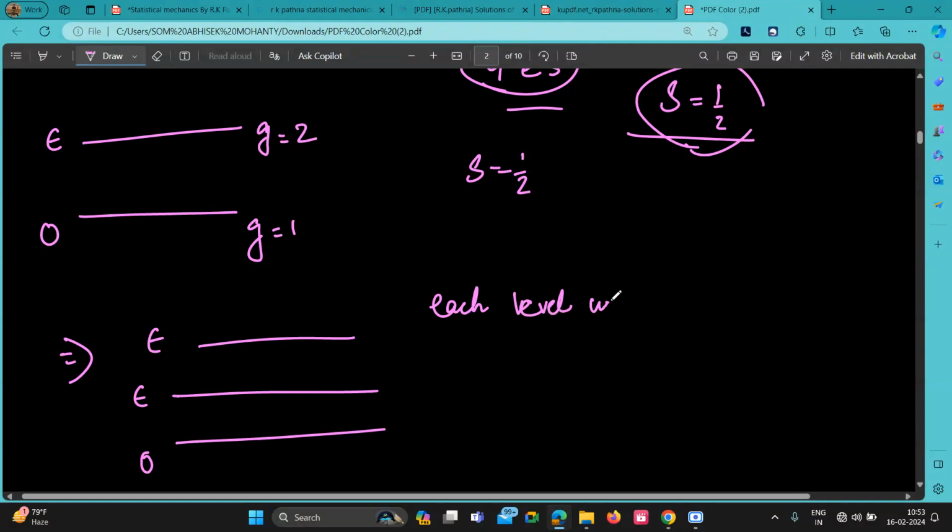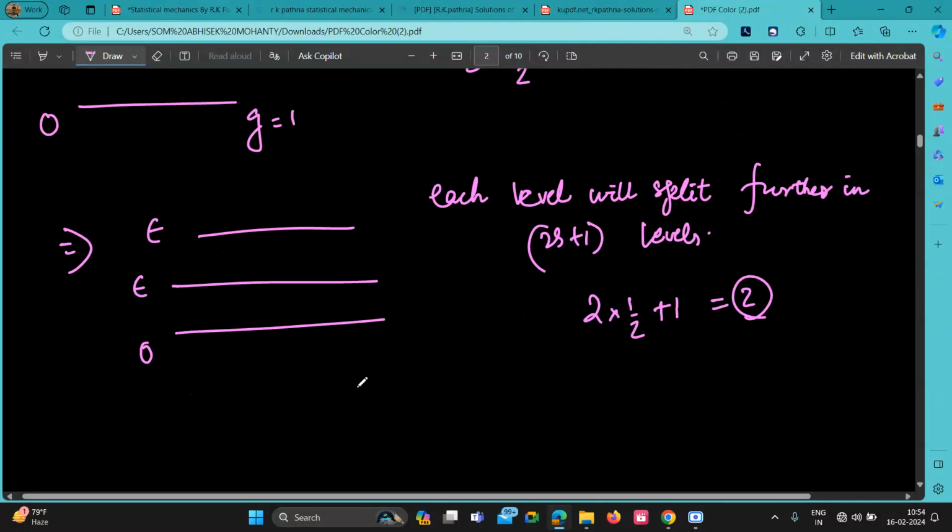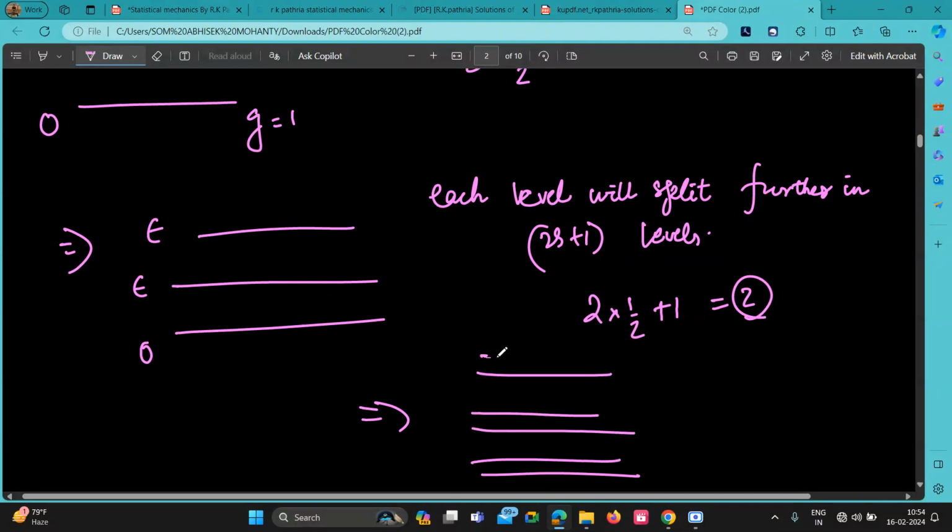Each level will split further into 2s plus 1 levels. This is the rule. So 2s plus 1 is how much? 2 into half plus 1, that is you have 2. So each level will be split into 2. So I can do this like this, 0. Got it? Is it alright?